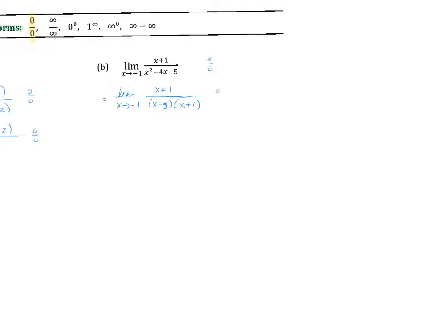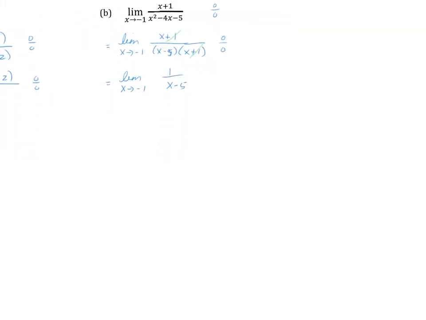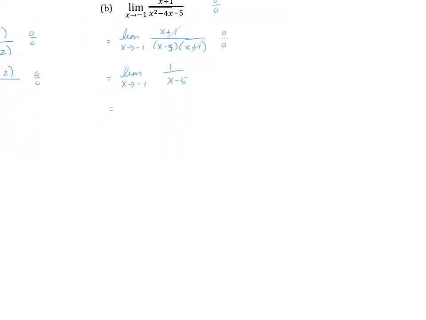So notice again, this is still a 0 over 0. But now I can cancel the common x plus 1 to get the limit as x goes to -1 of 1 over x minus 5. Now when I evaluate that by plugging in -1 for x, I get 1 over -1 minus 5, or -1 over 6. So again, still much easier than making tables. Okay, let's look at one more example.